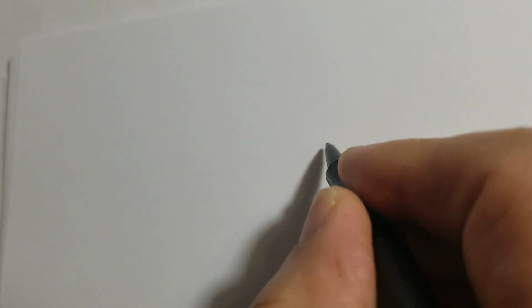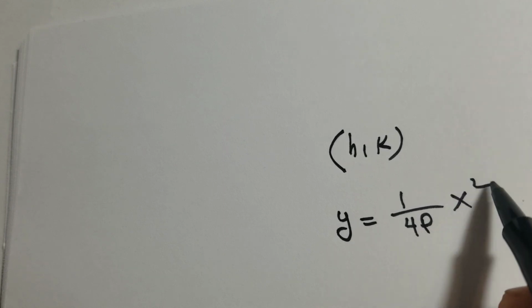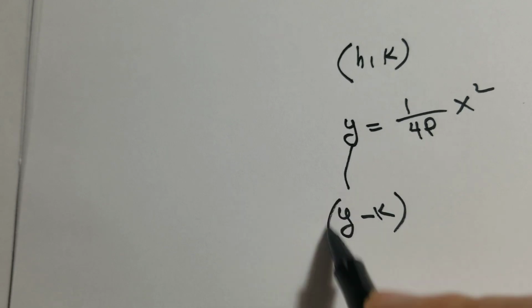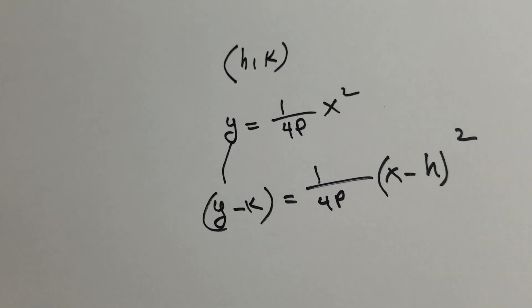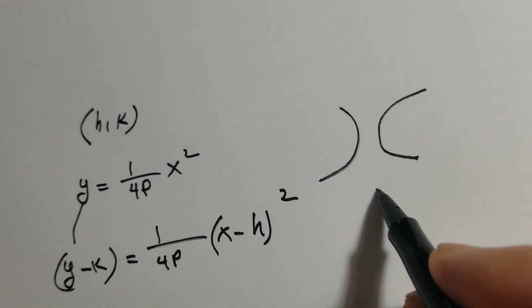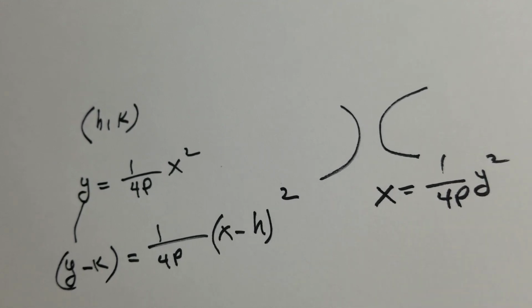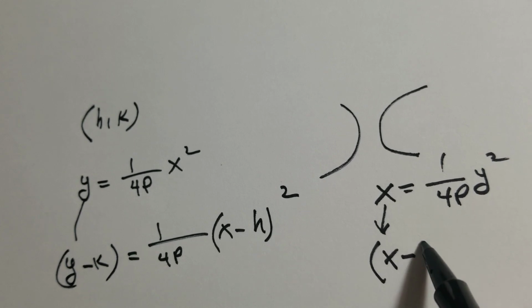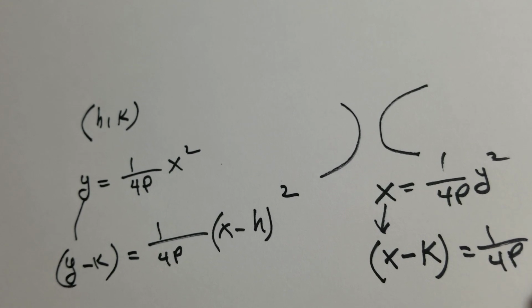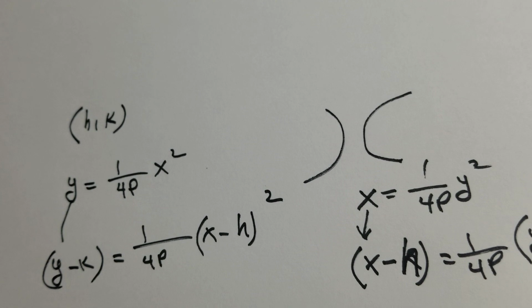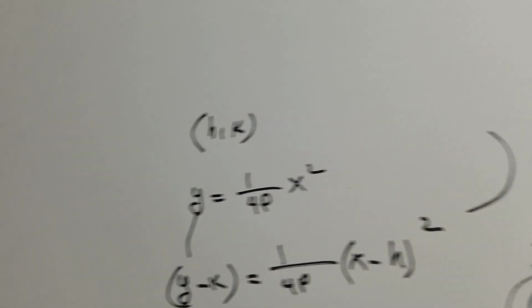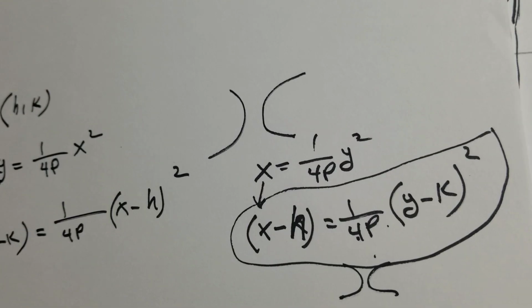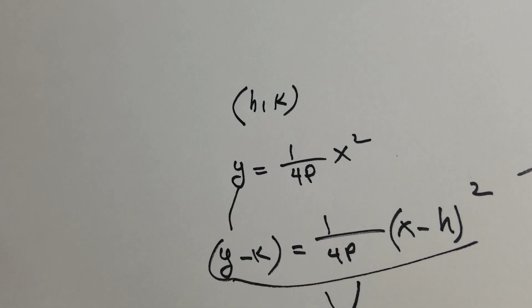But somebody said, what happens if the vertex moves to h and k? I said, well, your y equal to 1 over 4p x squared becomes y minus k equal to 1 over 4p times x minus h squared. Somebody said, what happens if the parabola is to the right or to the left? I said, then it becomes x equal to 1 over 4p y squared, and with the center it becomes x minus h equal to 1 over 4p times y minus k squared. Therefore, this is for any parabola that faces up and down. This is for right and left.